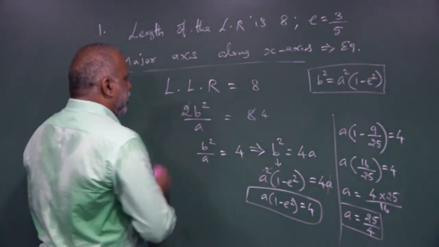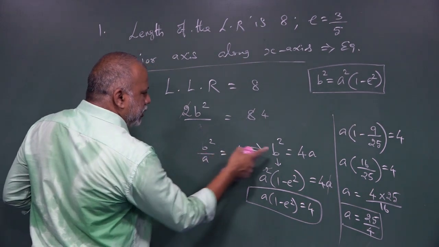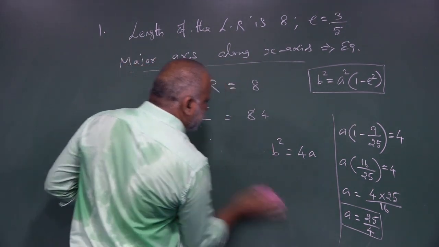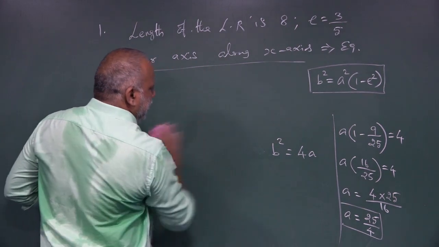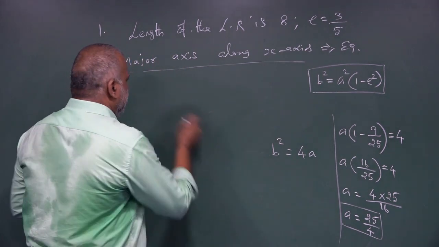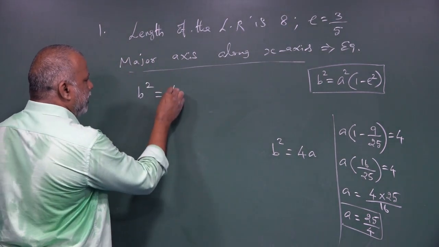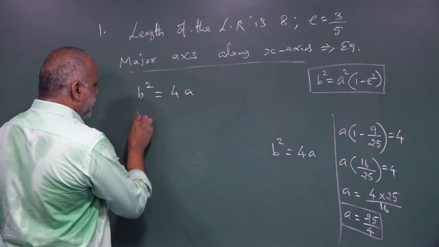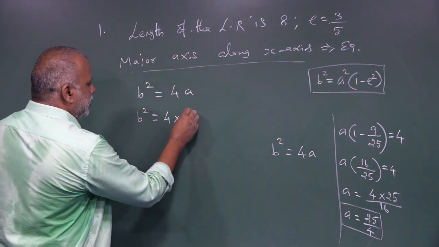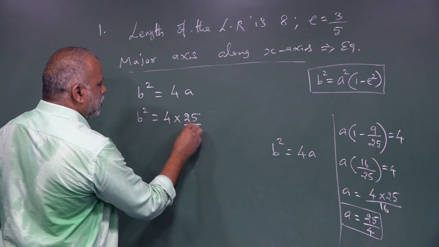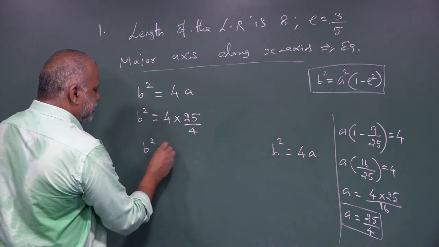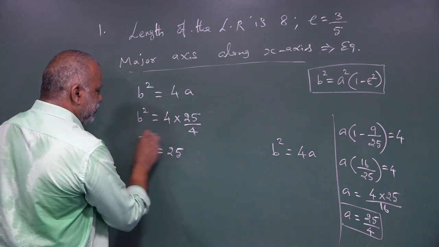Now, we already worked out b squared equals 4a. We already worked out a, and now we need b squared. What is the value of b squared here? b squared equals 4a. Now, b squared equals 4 times, what is the value of a here? 25 divided by 4. The 4 in the numerator and denominator will be removed. That means b squared equals 25.